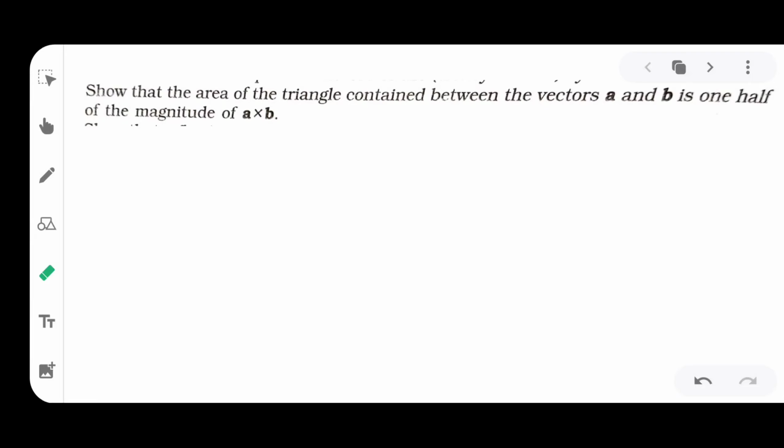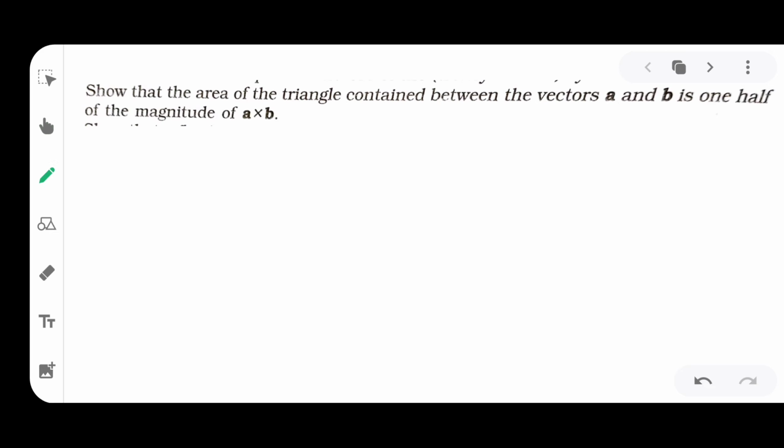Students, so let us solve NCERT questions from chapter 7, System of Particles and Rotational Motion. Question number 4. The question is: show that the area of a triangle contained between the vectors a vector and b vector is 1/2 of the magnitude of a vector cross b vector.